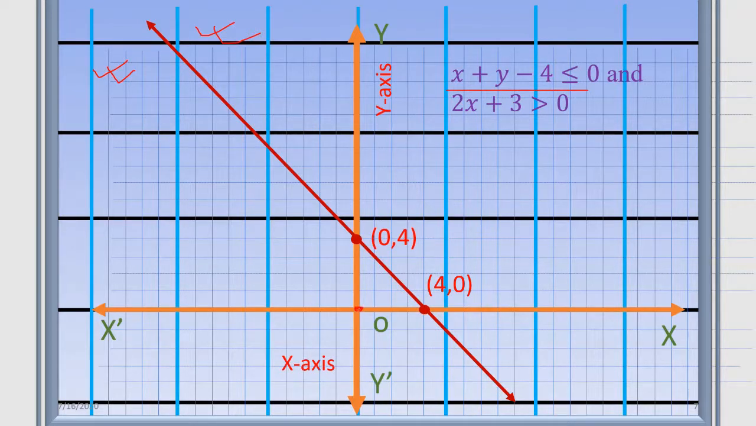Now if we check with the lower part, with the origin, the value of x will be 0, y value also 0, then minus 4 less than or equal to 0. Then minus 4 less than or equal to 0, it is true. That's why the origin satisfies this inequality. So the solution zone will be the lower part of the line. There is an equal sign, that's why the solution zone will be the line and the lower part of the line.